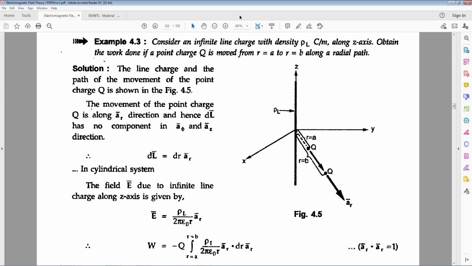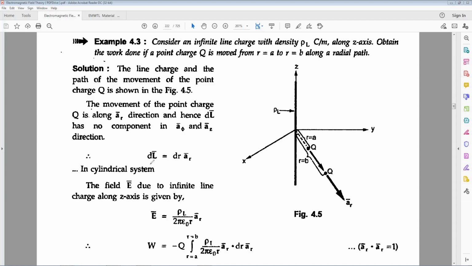In the previous case, we considered dl bar in the phi direction. Consider a circular ring. In that circular ring, a small differential length dl bar is on the circle. A charge is distributed on that circle or the circular ring. So dl bar is equal to R into d phi a phi bar, and AR bar dot a phi bar is 0.